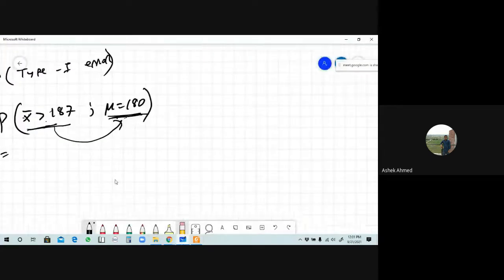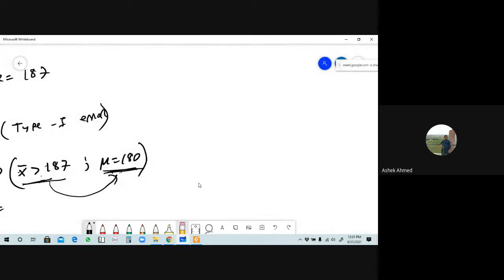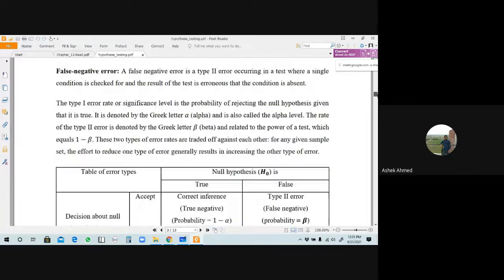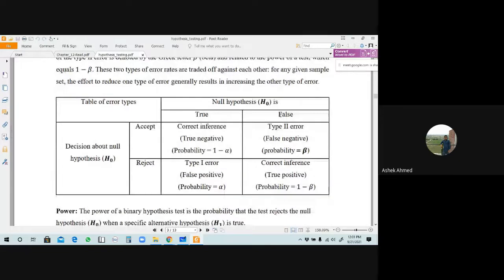What was beta? The value of beta was the probability of type 2 error rate. Okay, in that case, that value will be the probability of it. Can you remember what was type 2 error? In that case, H0 is false, but H1 is true.